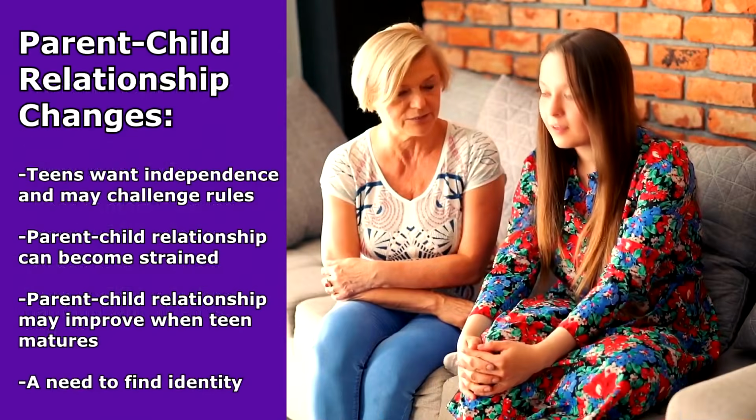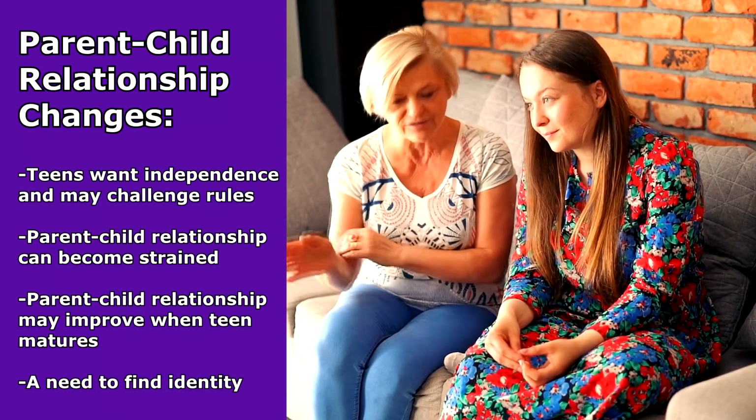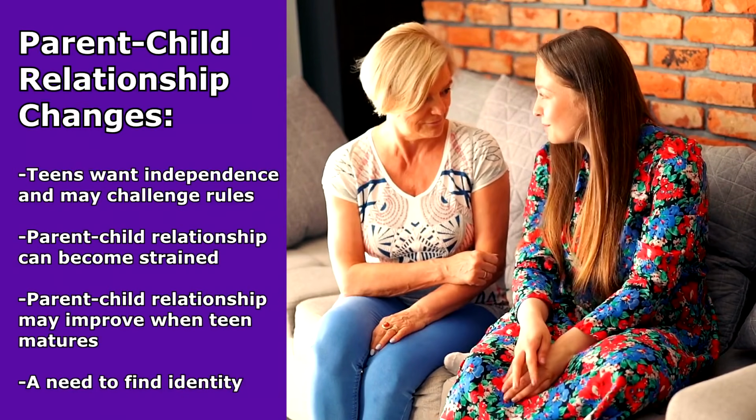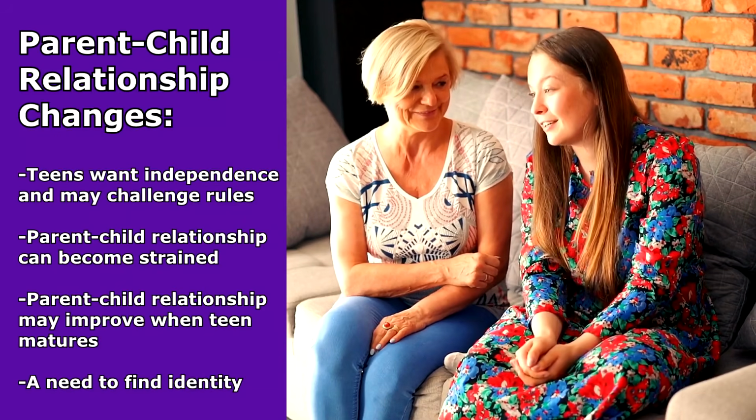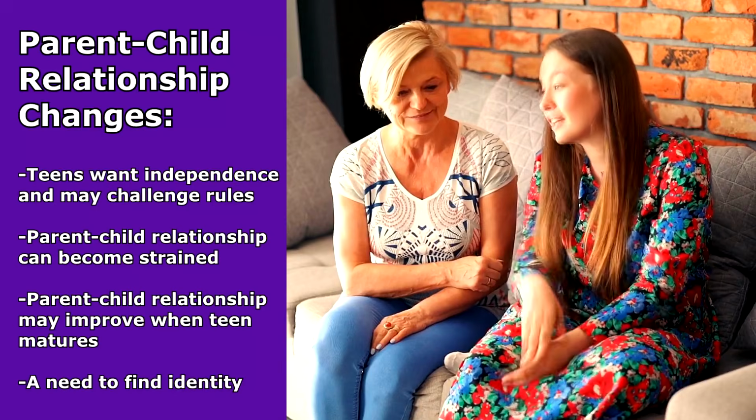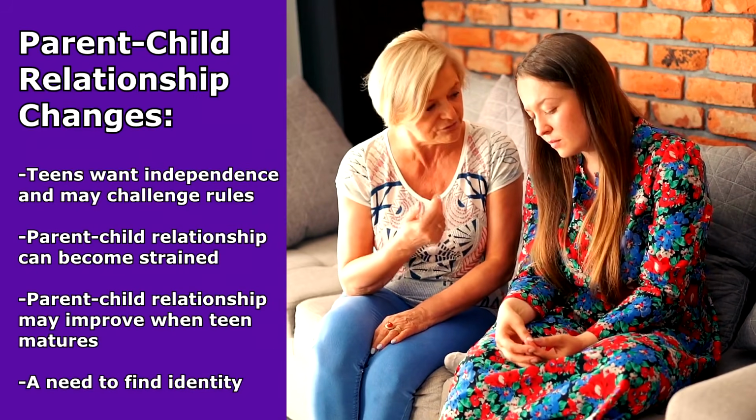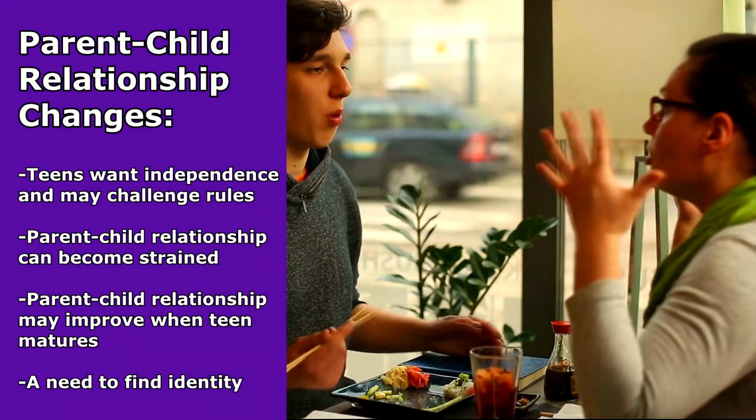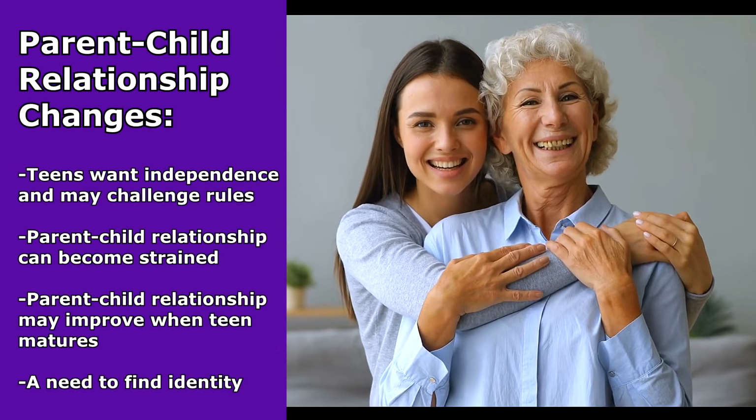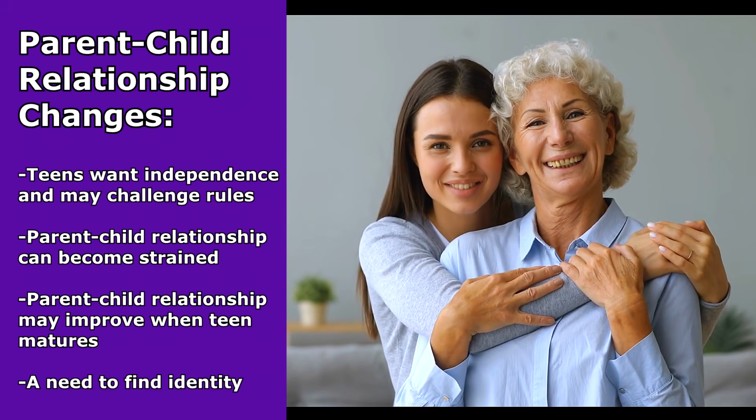Now, during this time, the relationship between the child and the parent is also changing because they are starting to separate from their parents and challenge their authority. This is all very normal. So they are yearning for independence, and they don't want to be restricted by rules, especially the older they get. So the child and the parent relationship can become strained, but once the child becomes an adult and they mature, the relationship can actually become really close. But during this time, they need to branch out and find their identity.